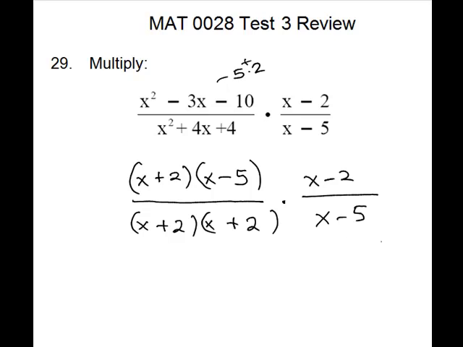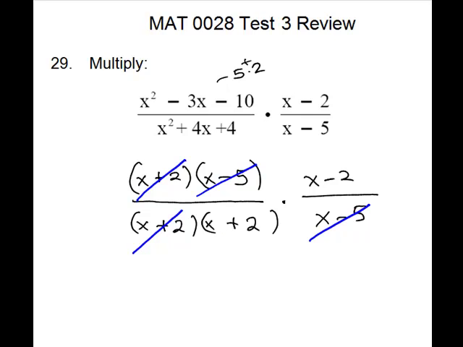We can go on the diagonals, and we can also go vertically. So on our diagonal, in this direction, we can take out the x minus 5, and we can go vertically and take out the x plus 2. And that's all you can do. These are not opposites. We can't do anything with them.